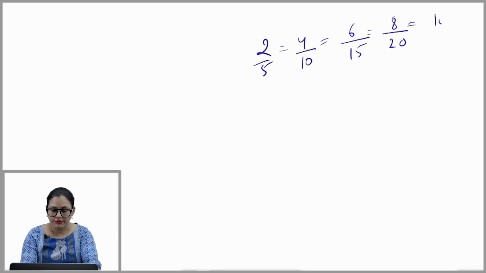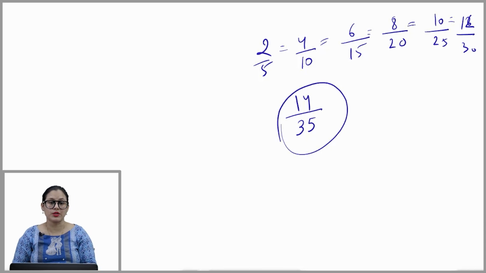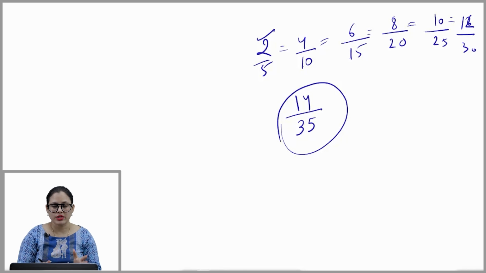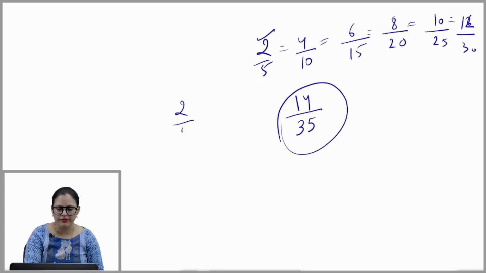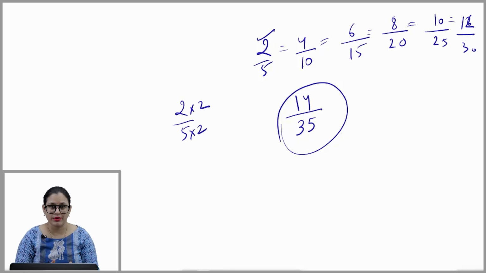2 5s are 10, 5 5s are 25. 2 6s are 12 and 5 6s are 30. 2 7s are 14 and 5 7s are 35. So 1, 2, 3, 4, 5, 6: these are 6 fractions which are equivalent to 2 by 5. Students, whenever we want equivalent fractions, just multiply both the numerator and denominator by the same number. In that case, you will get the equivalent fractions, right?